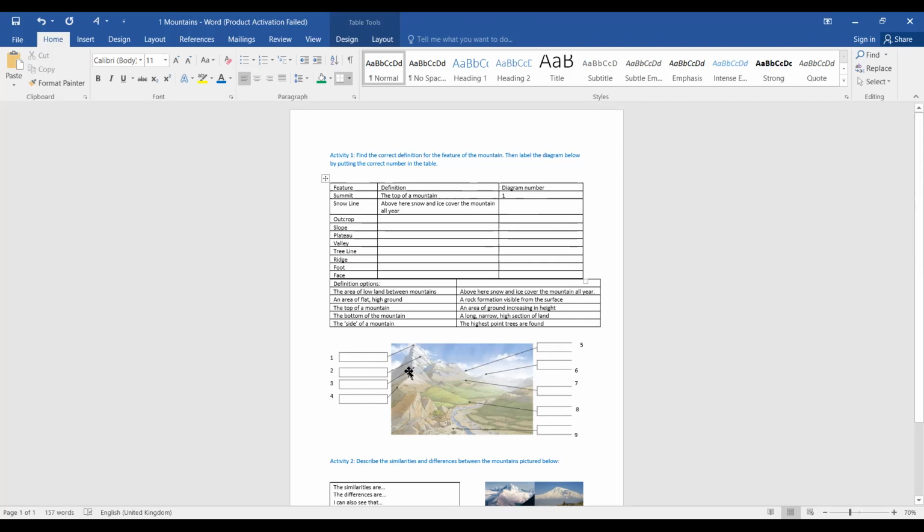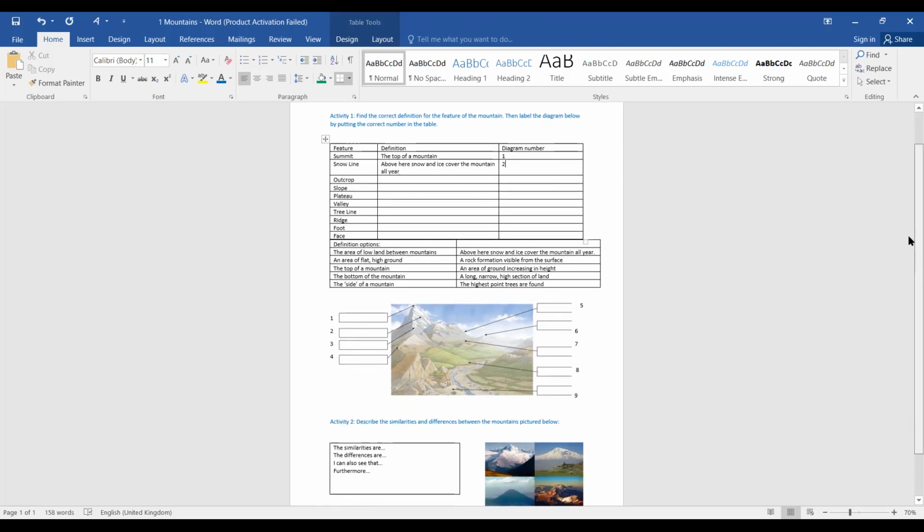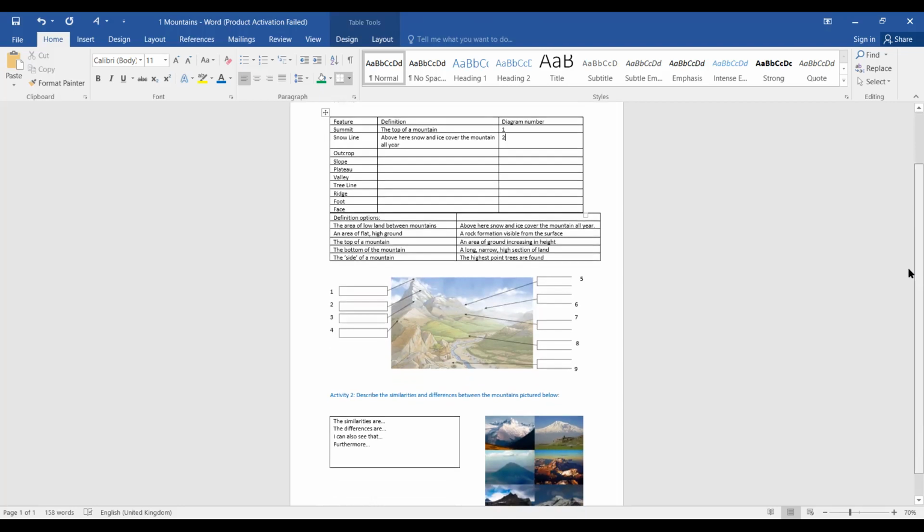Same again for number 2. So number 2 is actually pointing to the snow line. So I would put next to snow line, number 2. They don't go in order. The first 2 do, but the rest of them, you've got to look at them and think, right, what do I think that is? So for example, number 8, I would say this here might be the valley. Or number 9 might be the valley. You've got to look and see what you think. So do all your definitions first and then do your diagram numbers. Okay. And then that's for your first activity.